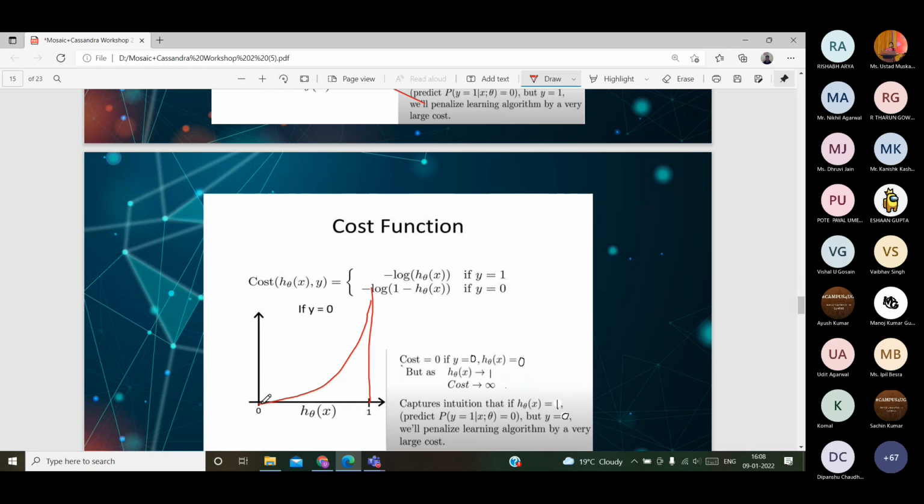So basically cost is behaving the similar way we wanted. Like if y is 0 and h theta is 0, we are getting 0 cost, and if y is 0 and h theta is 1, we are getting infinity as cost. So this is how the cost function works.